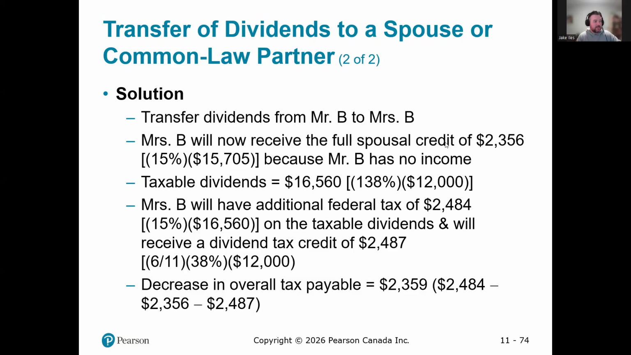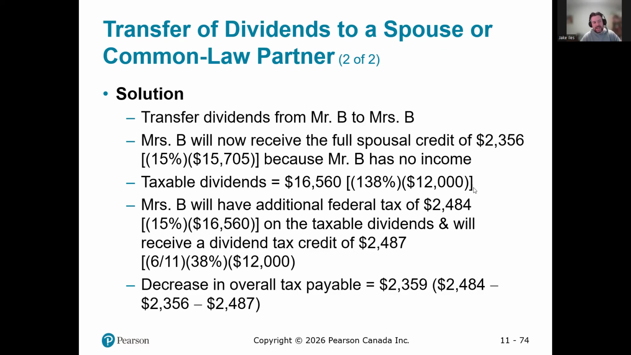They'll get the full spousal amount, which, if the basic personal amount is 15,705, is a benefit of 2,356 that will be subtracted from their taxes because Mr. B has no income. The taxable dividends, 16,560, will be added to Mrs. B's income. So that will constitute additional taxes to be paid. So the spousal credit coming over will save her 2,356, but she will have to pay an additional 2,484.